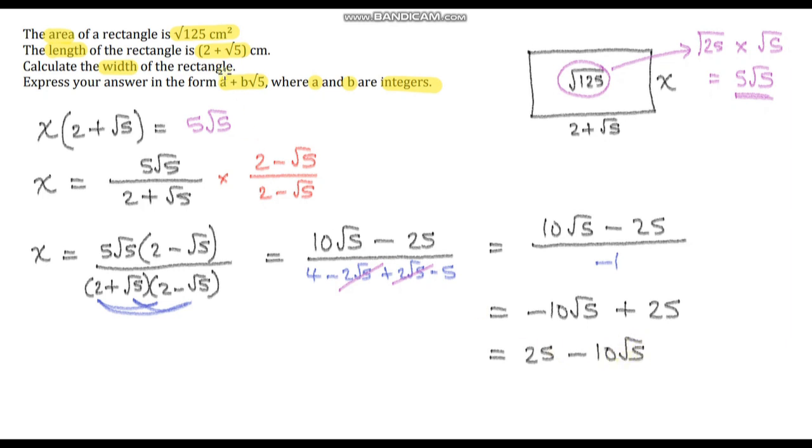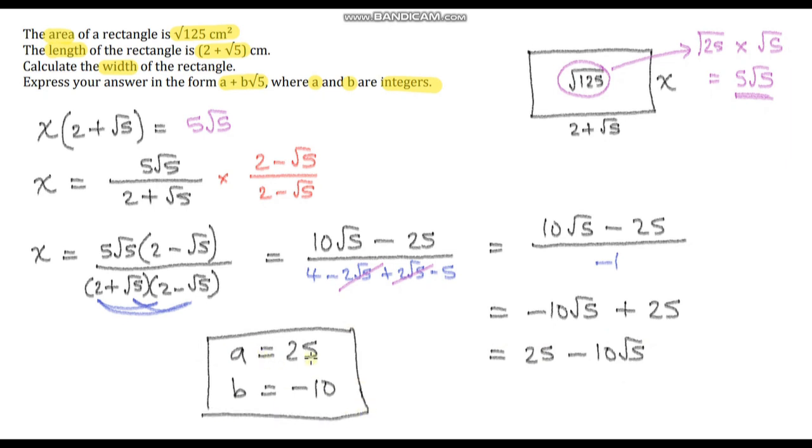And let's just check to see if we've got it in the form that they're asking for. So it needs to be in the form a plus b root 5, where a and b are integers. Well, a is going to be 25. A is just the constant, sort of just the integer. So a is 25. And b, well, that's going to be the coefficient on the root 5 term, which is negative 10. So we've got our expression here, and we can say what our a's and b's are. A is 25 and b is negative 10.